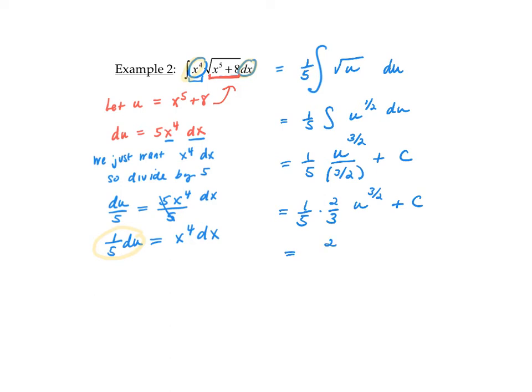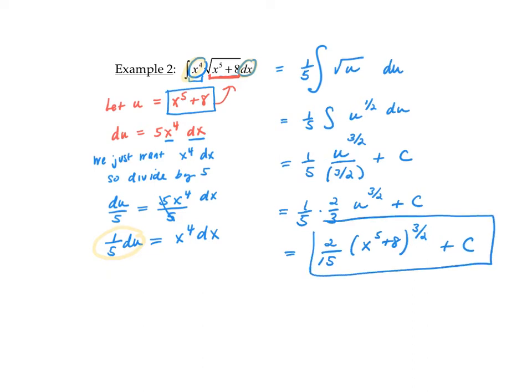We get 2/15. And then we have to plug back in x to the fifth plus 8 for u. So it'll be x to the fifth plus 8, all raised to the 3/2. And again, don't forget the plus c on the end. You don't have to rewrite it as a radical. As long as it has a positive exponent, this can be your final step.